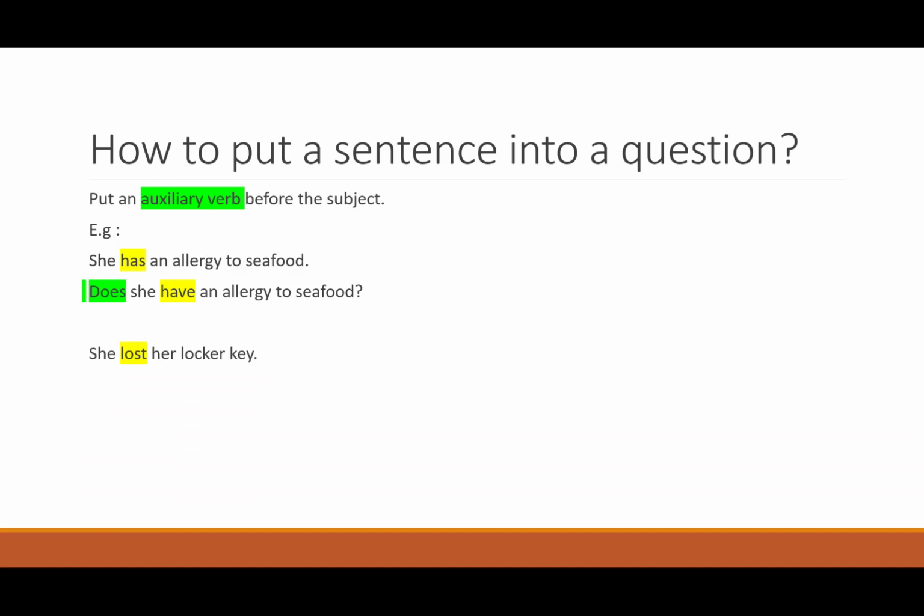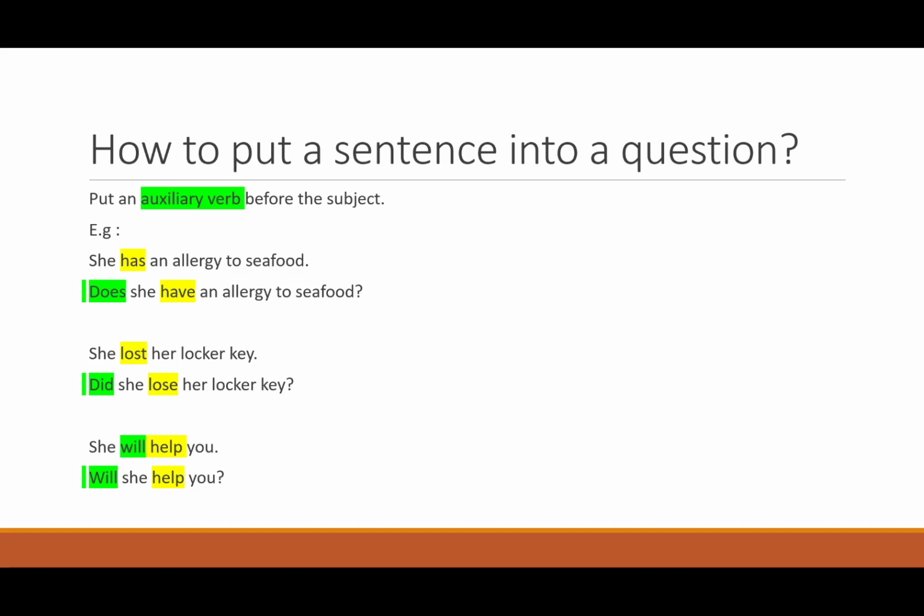Look at the next sentence. She lost her locker key. The interrogative form is, did she lose her locker key? Because it is in past tense, we use did as the auxiliary verb. Look at the next question. She will help you. In interrogative, it becomes, will she help you?